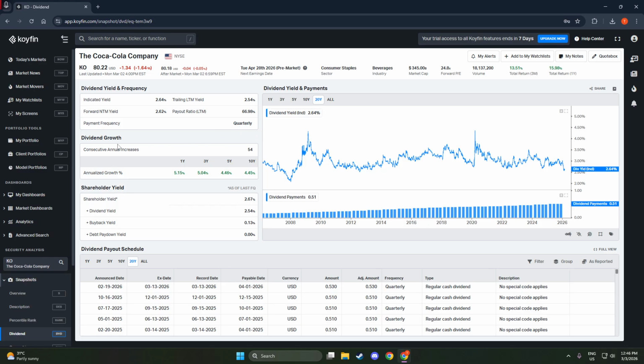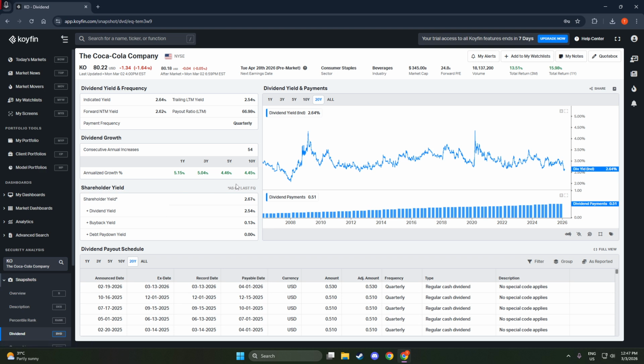Next, check dividend growth and history. This shows whether payments have been growing, flat, or cut over time. A steady growth trend can signal financial strength and a shareholder-friendly policy. On the other hand, cuts or stops may indicate pressure on the business. Use this to assess reliability and consistency.